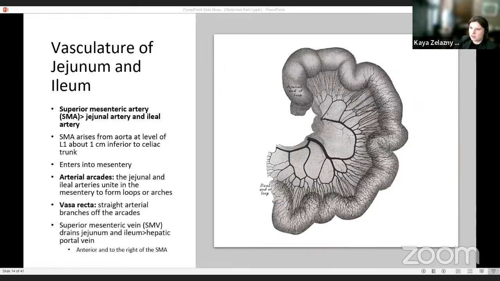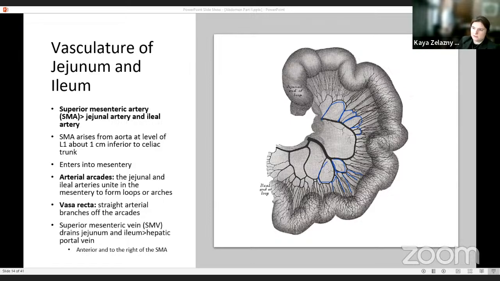So we do have our jejunal and ileal arteries, right? But we can also see that we have all these loops of structure and then these straight ends coming off of them. These loops and arches that we're looking at are called our arterial arcades. So these arches are our arcades. And then the straight bits are called the vasa recta. Branching off of each of these loops, we have straight portions going out to the small bowel. Those are the vasa recta here.